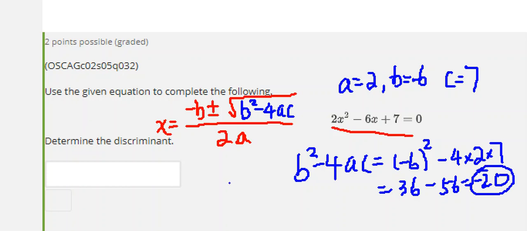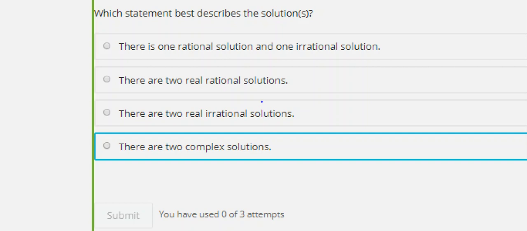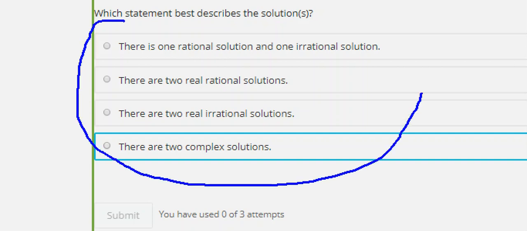Now, if you remember, in class we discussed that when the discriminant is negative, which means the part under the square root is negative, then you don't have real roots. You don't have any real solution. However, you will have two complex solutions. So that's what we should know, and therefore you should be able to answer this question.